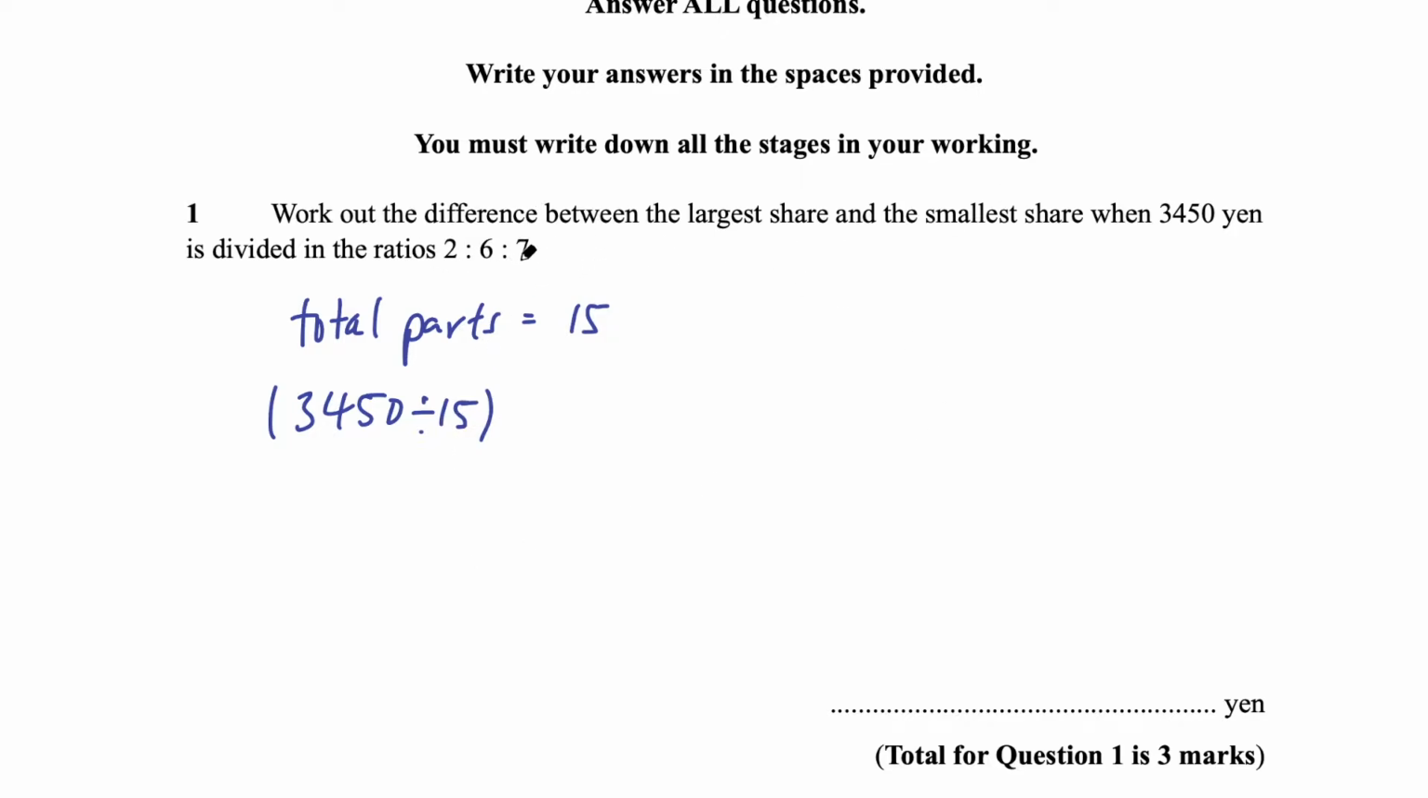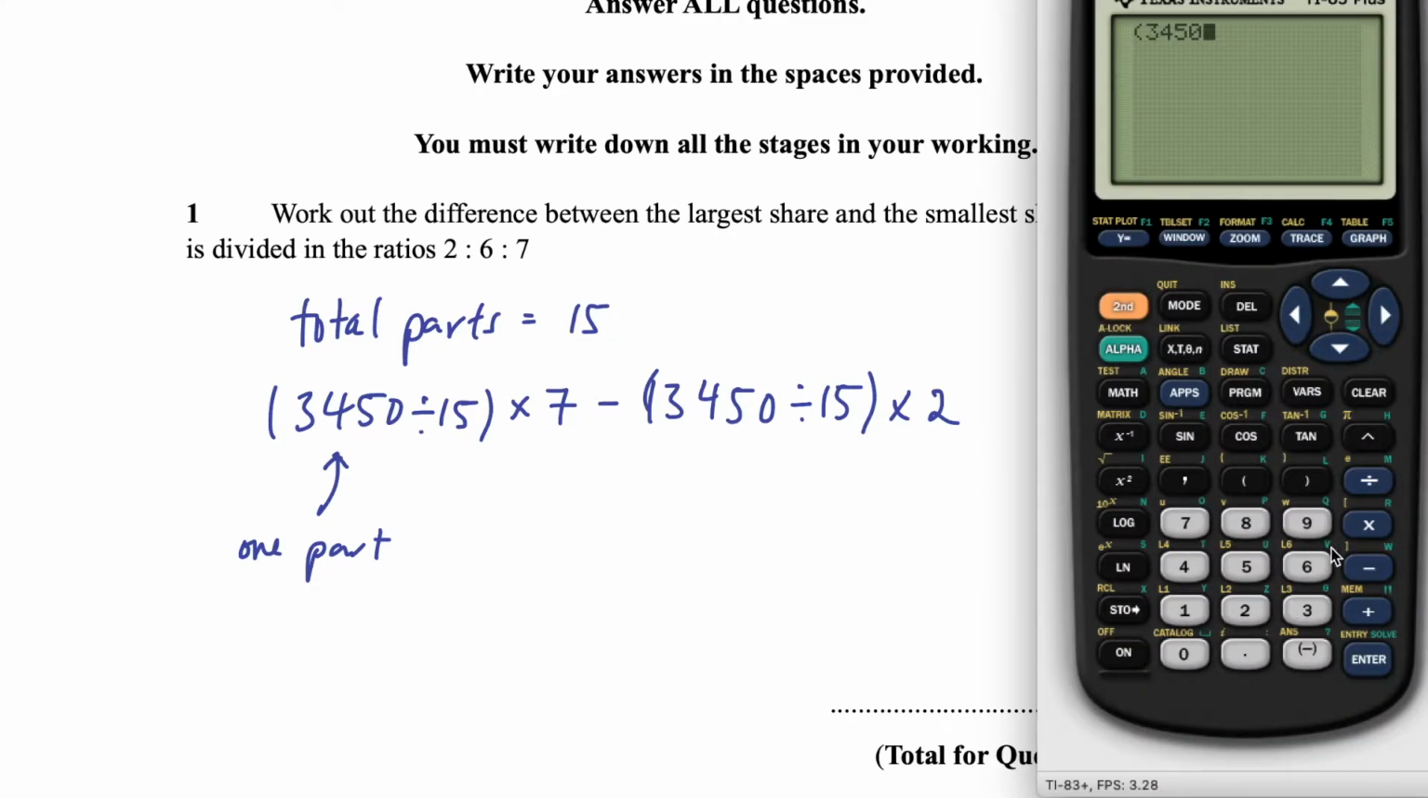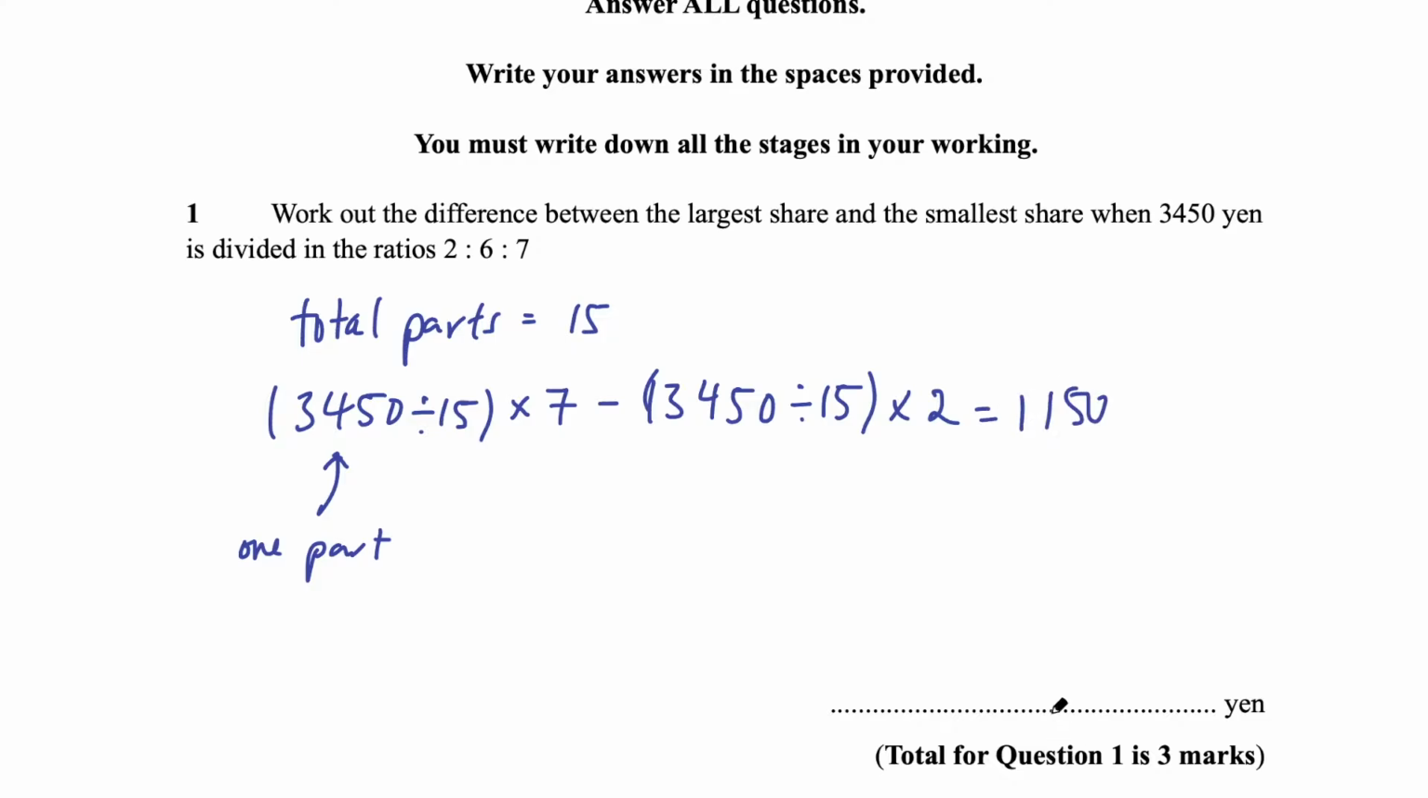So the largest share would be 1 part. This is essentially what 1 part of the ratio is worth. Multiply that by 7 to get the largest share, and then to get the difference we subtract the smallest share. So we would do 3,450 divided by 15 again, and then multiply that by 2. So that's the operation that I would put into my calculator. So 3,450 divided by 15 times 7, subtract, and I get an answer of 1,150. Okay, so that's my final answer there for 3 marks.